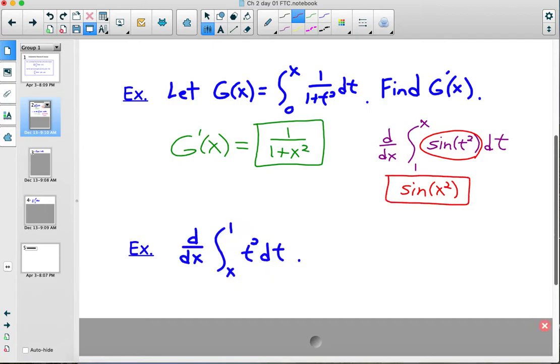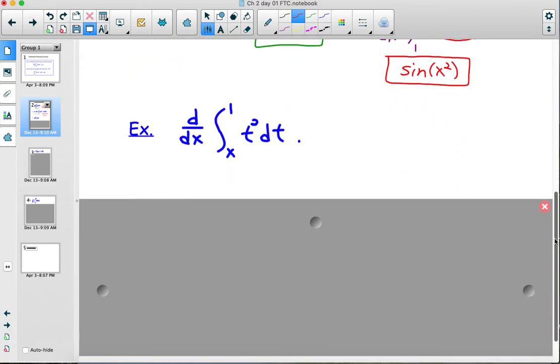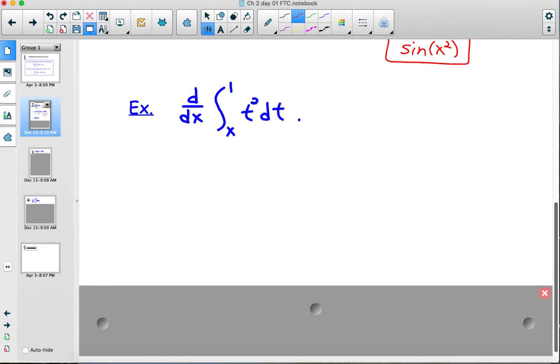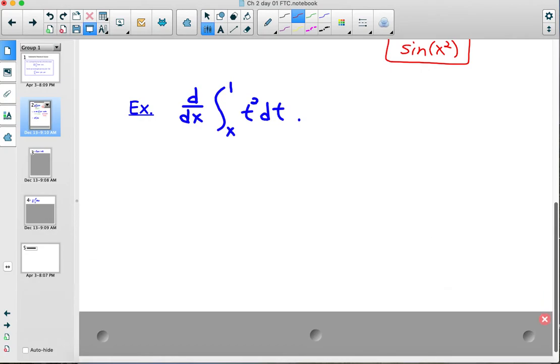All right, let's look at another example. How about the derivative with respect to x of the integral from x to 1 of t squared dt? Well, this is where it's important to know the properties of integrals. I remember that if I switch my limits of integration, I can make this go from 1 to x, and it'll be the opposite of that, of t squared dt. And so now my answer is simply going to be negative x squared.